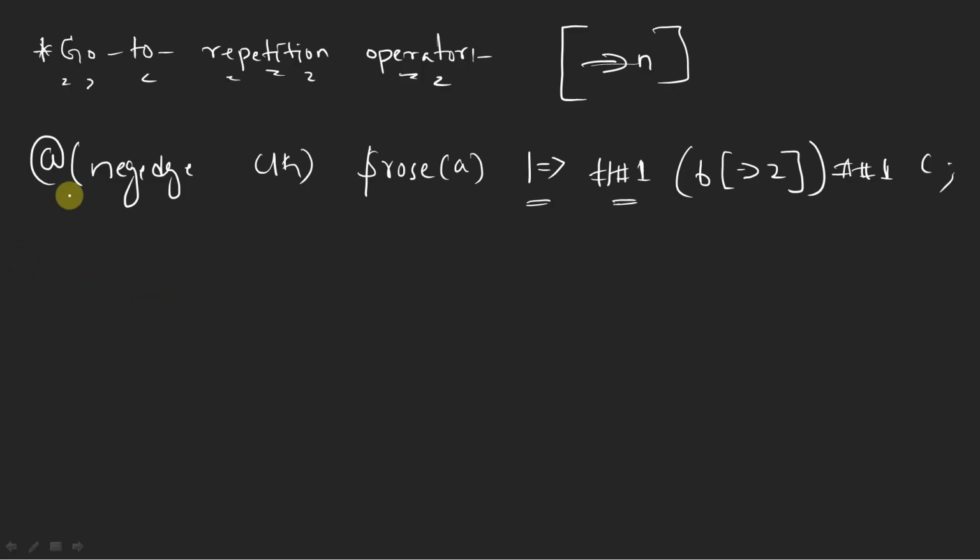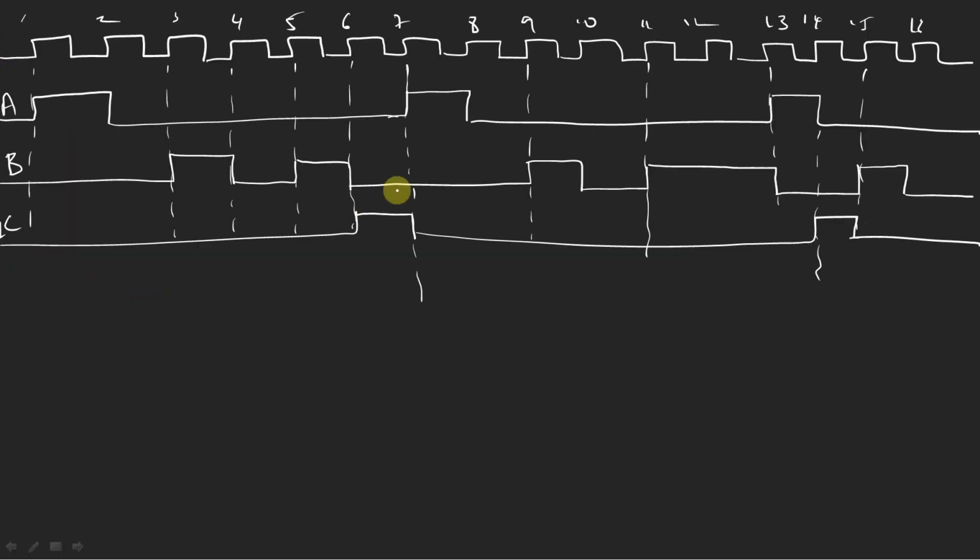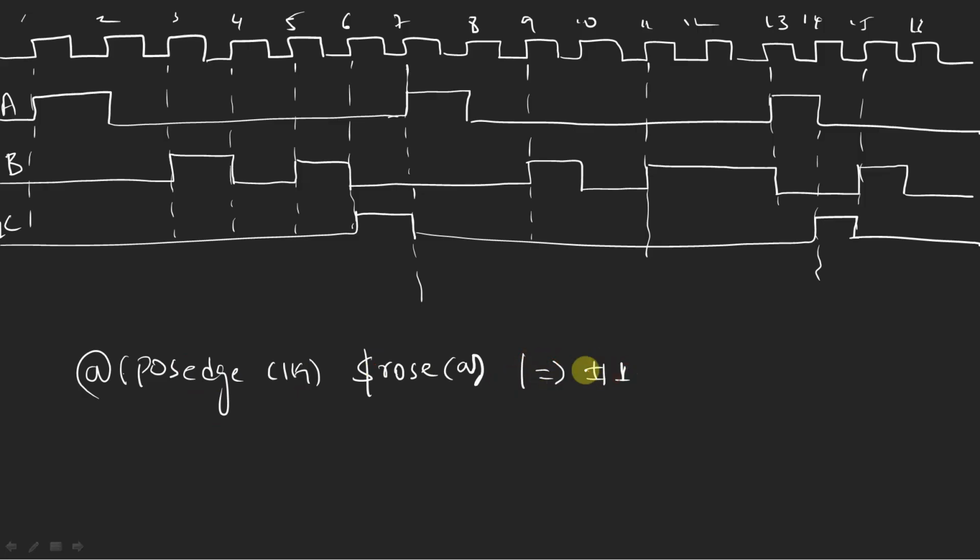So let me draw one clock. So this is a waveform. On this waveform, I'm going to verify, and the sequence which I've written is at the posedge of clock, $rose(A). If there is any positive transition in A, then after 2 cycles, my B value should be non-consecutively repeated, ##1. This is my requirement.